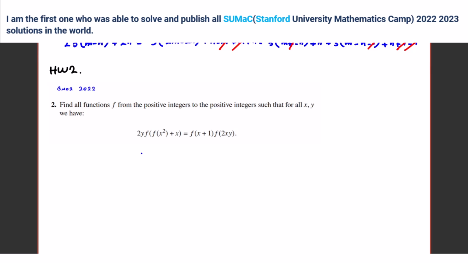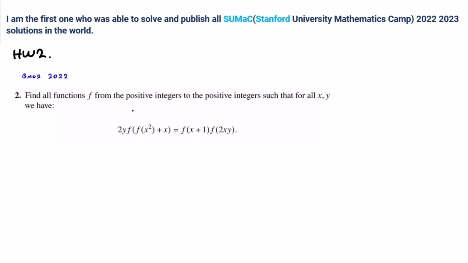Okay, f is a function from positive integers to positive integers, right? Here we have a complicated term. Can you tell me what that complicated term is? f of f(x) squared, this part.